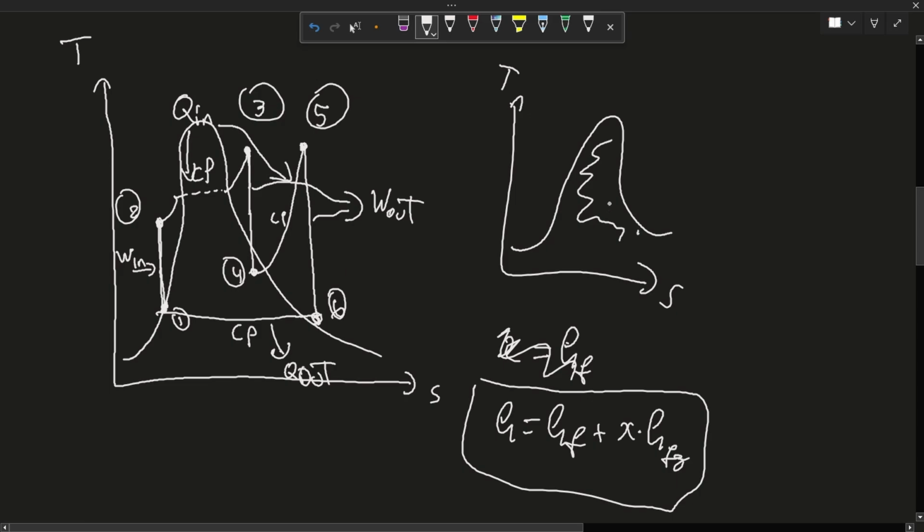It's super easy. One last thing. Sometimes you're going to have multiple reheat steps. You're going to have something like this, okay? But the principle is the exact same thing. It's just with extra steps. And that's it. That's your reheat Rankine cycle.